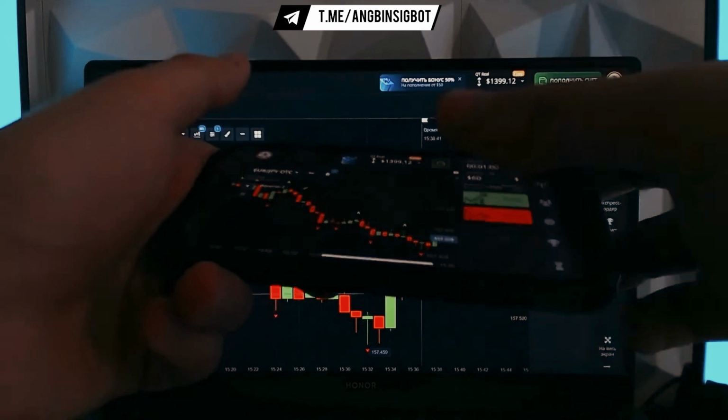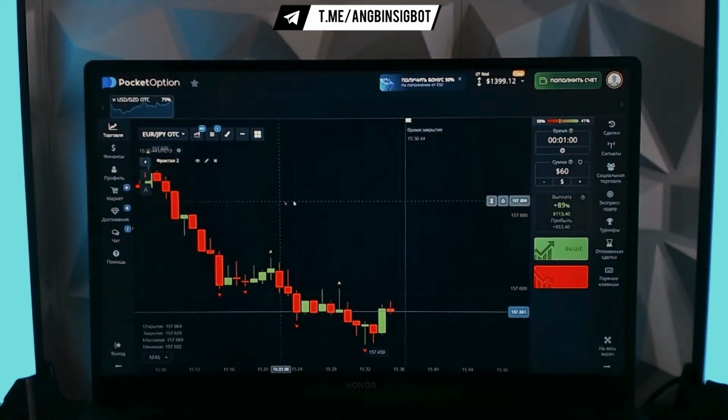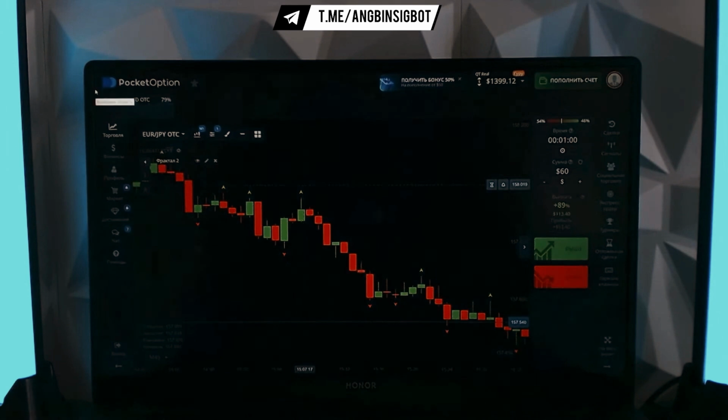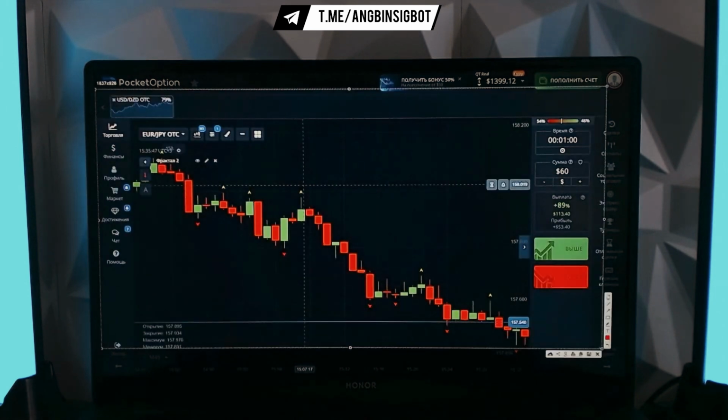As practice has shown, it provides good signals for opening trades. It's time to explain the essence of the strategy itself. I will demonstrate how to work with it on a computer. The fractal indicator. How does it work? If we see a green triangle above the candle, it means the chart will go down. Conversely, if we see a red triangle below the candle, it means the chart is expected to go up.